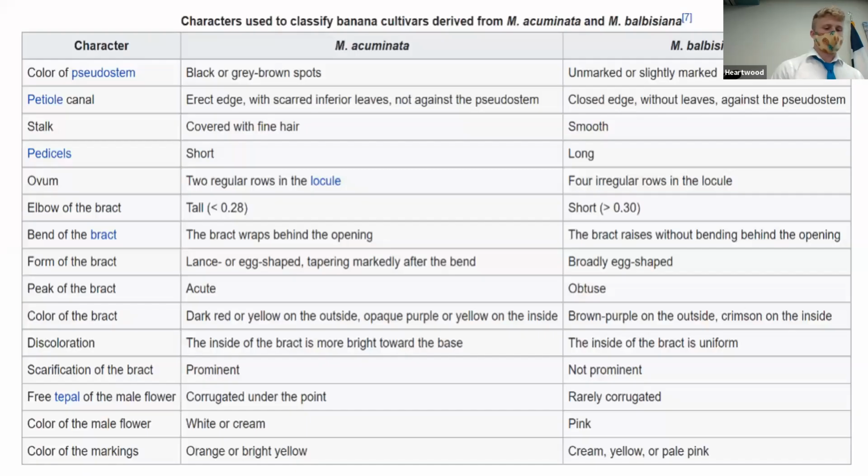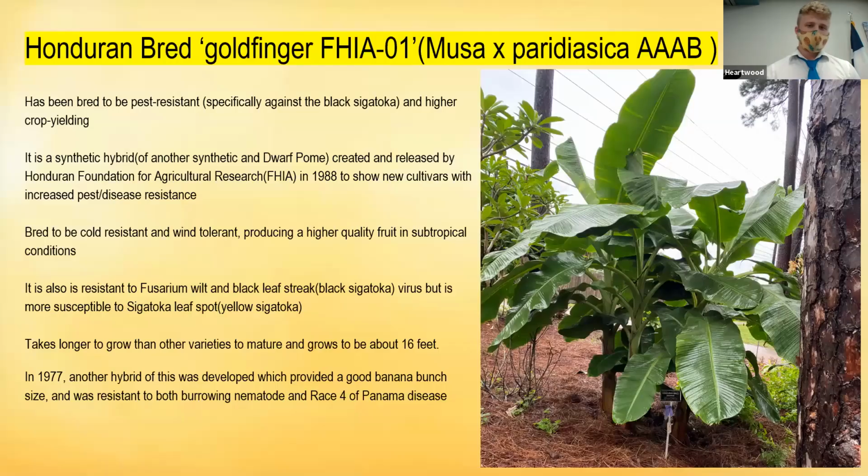Speaking of, to get even deeper, two scientists, Simmonds and Shepherd, created a scoring system to estimate inheritance by characters. Basically, the more characters on either side, the more the relation is to that species. Now I will give a quick tour of the bananas in our garden.